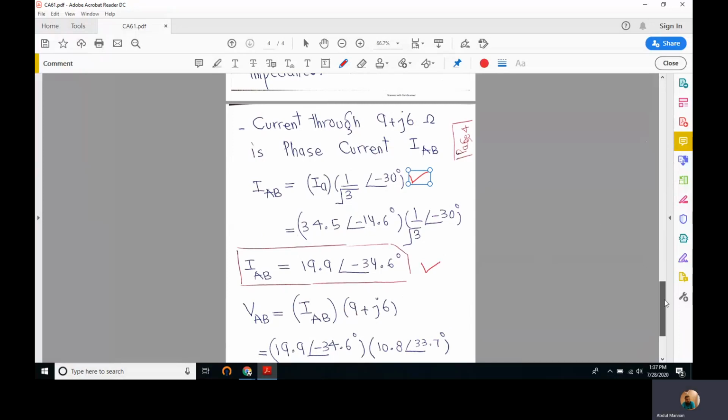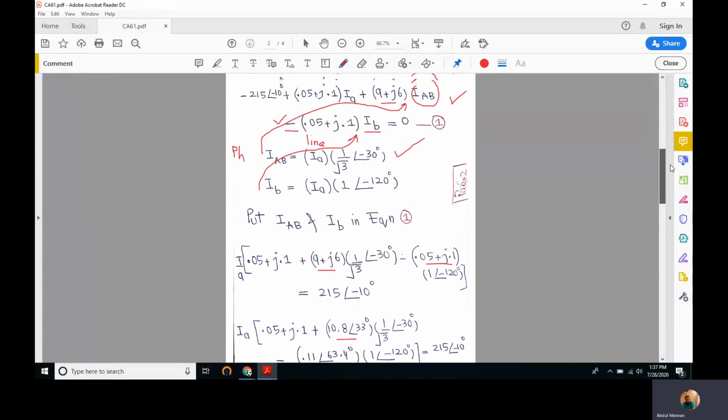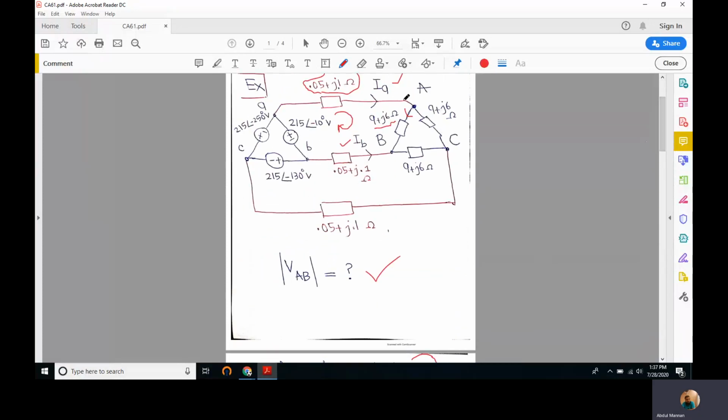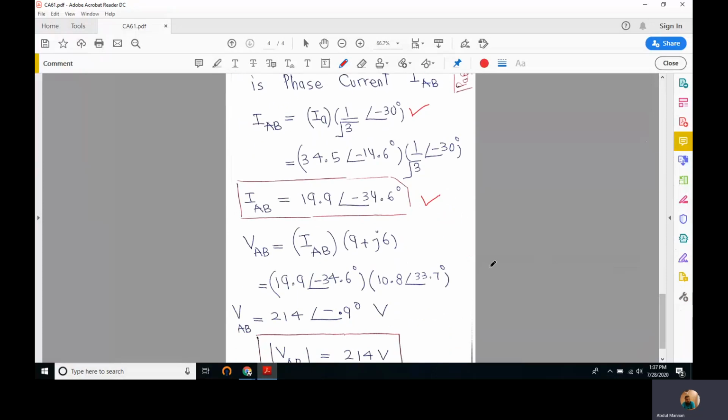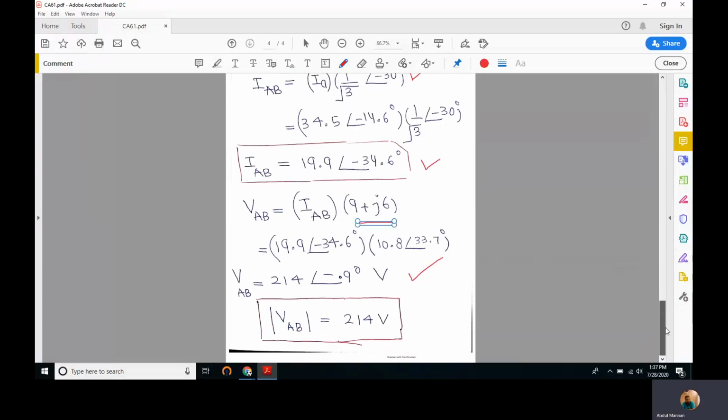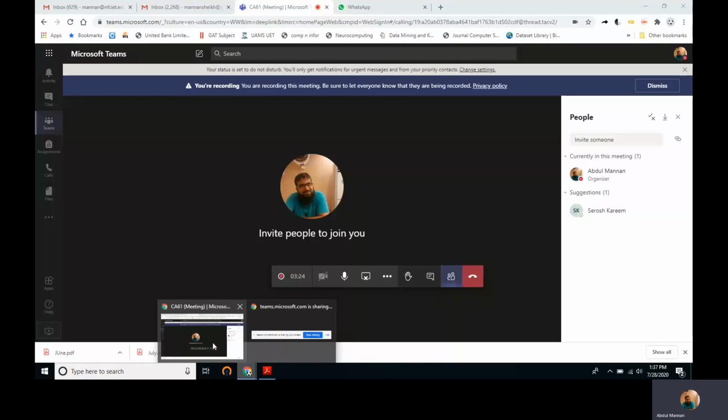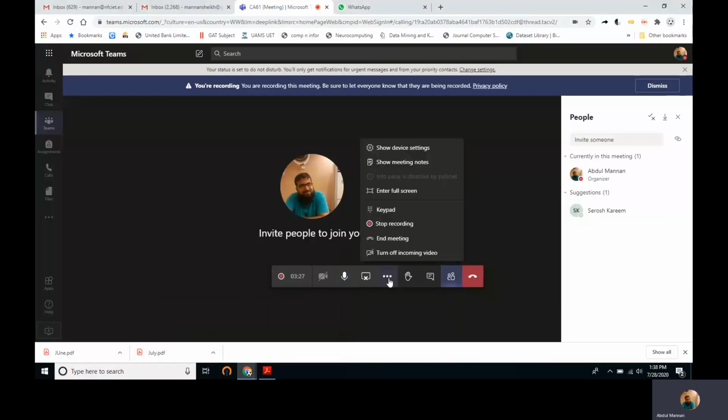Once we have computed IAB, the current flowing through this delta load, we can apply Ohm's law and multiply this with 9 plus j6 ohms, which gives us 214 at an angle of minus 0.9. Since we are asked to find the magnitude of VAB, that is equal to 214 volts. That's all for this lecture. We'll continue studying more about three-phase systems in our upcoming lectures. Thank you.